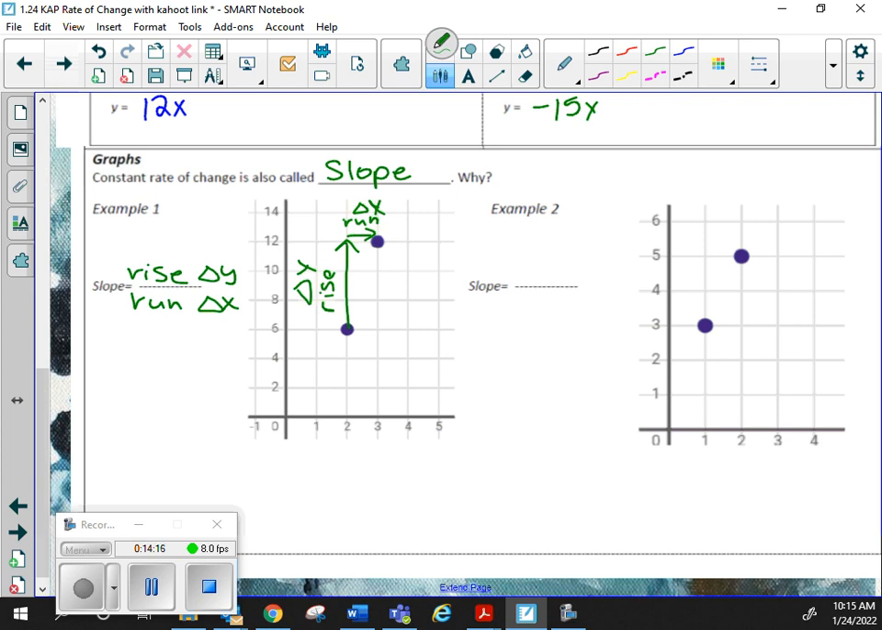Okay, let's actually calculate it. What's that change in y from here to there? It went from 6 to 12, so that would be plus 6 over my change in x, or my run side to side. It went over 1, plus 1. That simplifies to just 6. My slope or my rate of change is equal to 6. Still good with that?